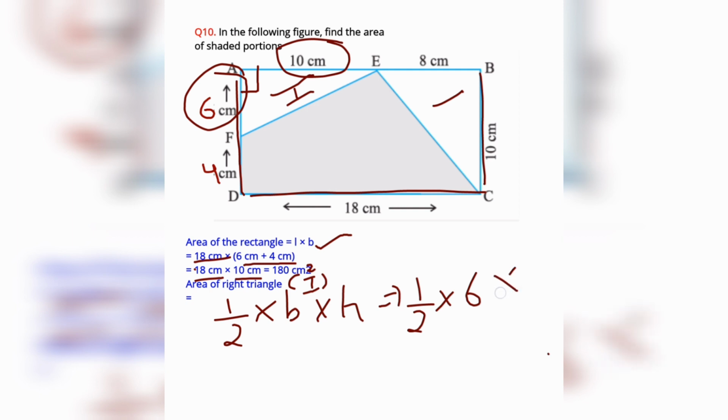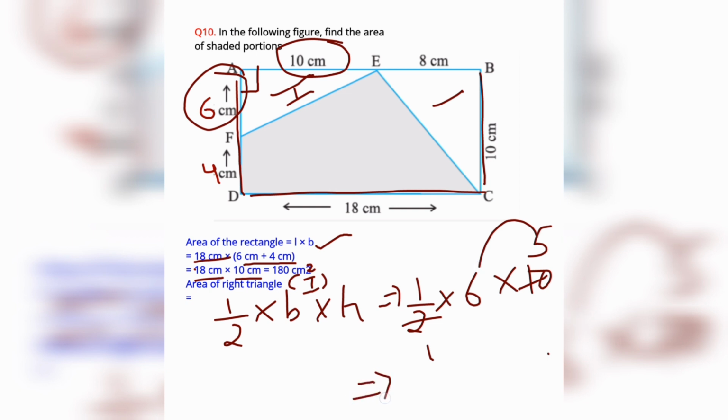10 centimeter. So into 10. Now 2 1s are 2, 5s are... Now 5 and 6 are in multiplication. So 5 6s are 30. 30 centimeter square is the area of this first triangle.